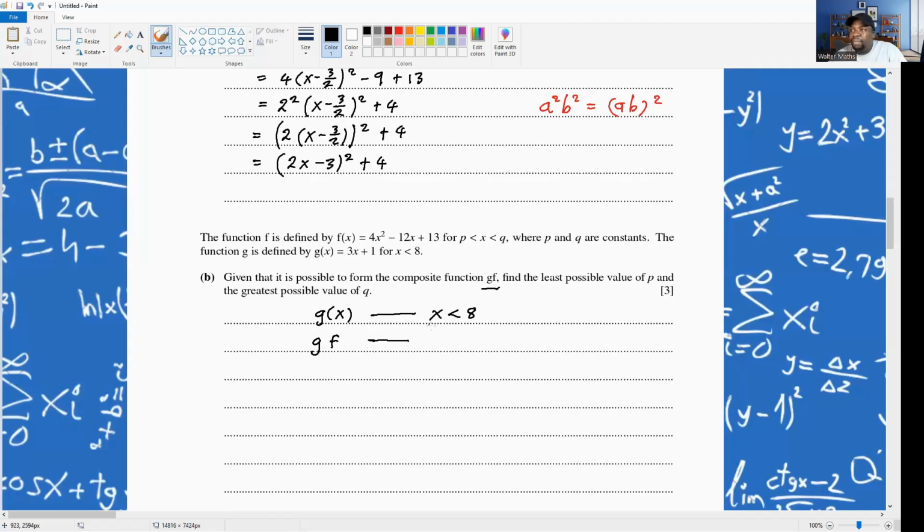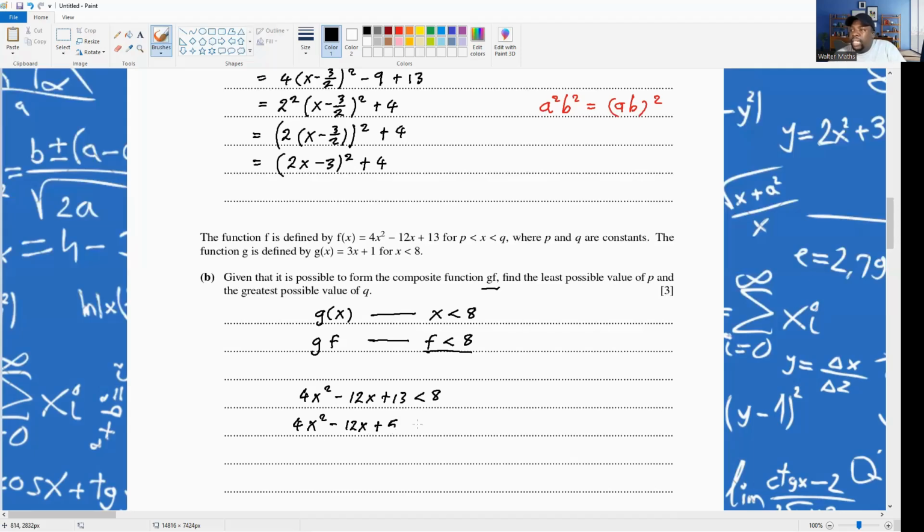So what that will mean is that since g of x has a domain x less than 8, it also follows that g of f should mean that f is less than 8, okay? So that's what's going to help us to find the least possible value of p and the greatest possible value of q. In other words, the domain of the function f. So f is less than 8, which means that 4x squared minus 12x plus 13 should be less than 8. I'll take the 8 to the left, so we'll be having 4x squared minus 12x, and then plus 13 minus 8.